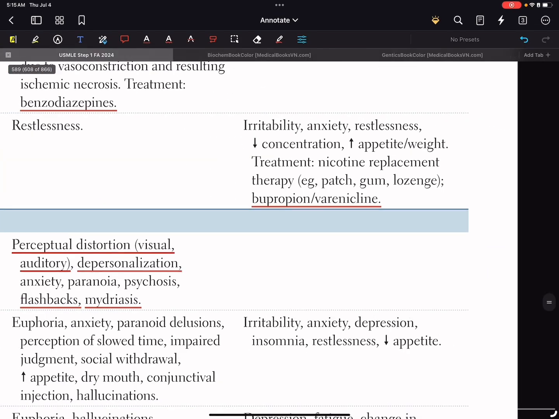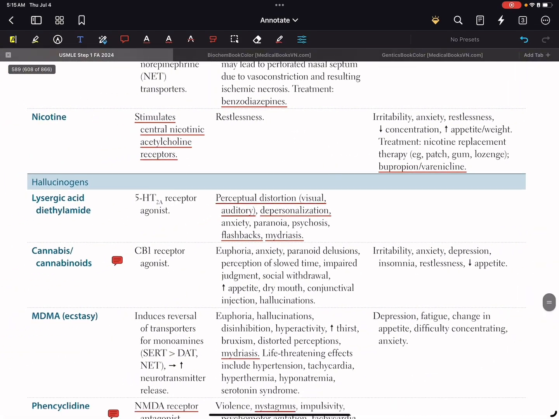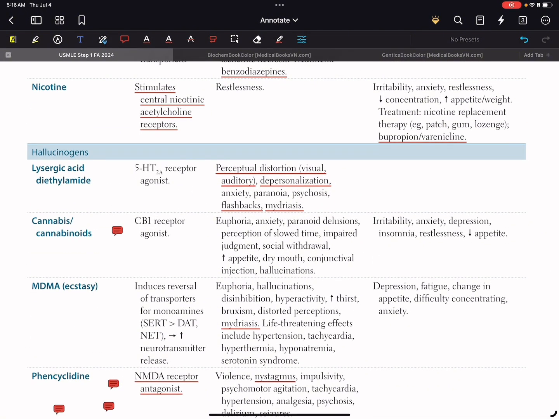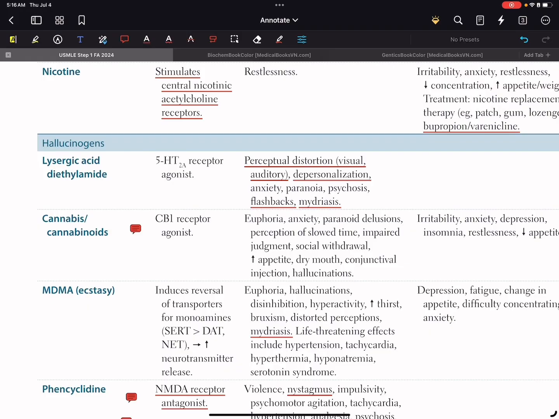So the difference between nicotine and cannabinoid is the appetite. If you stop the cannabis, your appetite will decrease, while with nicotine, appetite increases. And of course, with cannabis withdrawal, insomnia, you can't sleep, and nicotine will have low concentration. Cannabis intoxication: euphoria, anxiety, paranoid delusions, perceptions of slow time, impaired judgment, social withdrawal, increased appetite, dry mouth, conjunctival injection, hallucination.